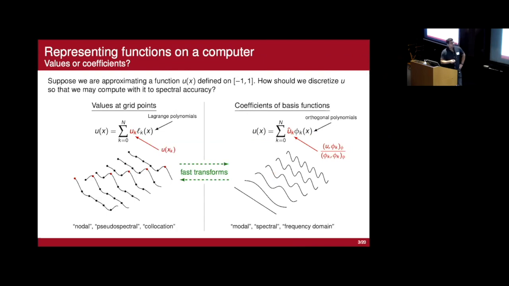And so you'll sometimes hear words like spectral, modal, frequency domain. These all mean you're kind of living in coefficient space. And the world of fast transforms, you might have heard of the fast Fourier transform, is all about how to go between these two spaces, how to go from values on a grid to coefficients in an expansion, how to go from coefficients in an expansion to values on a grid.